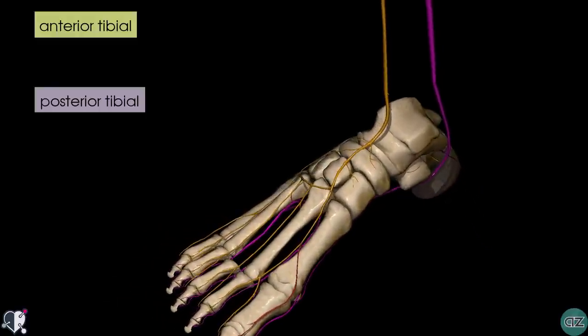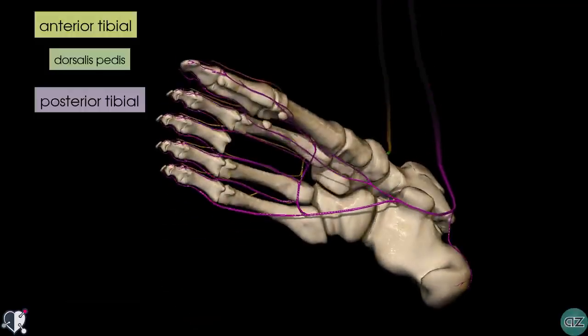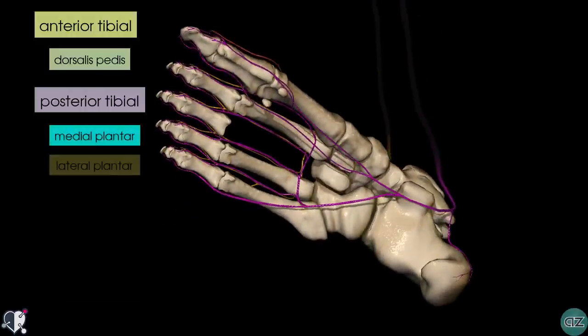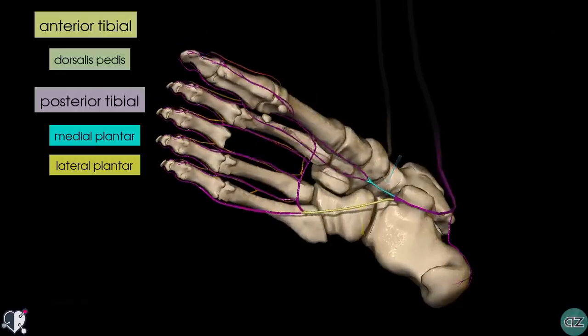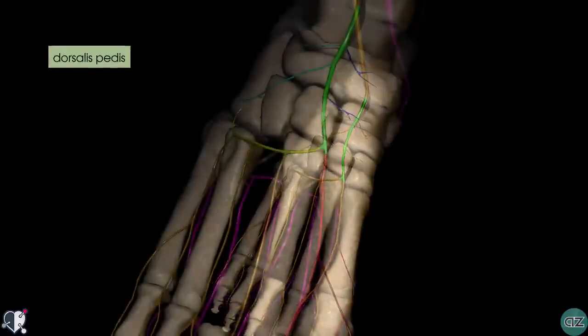The anterior tibial artery becomes the dorsalis pedis artery, which is the dorsal artery of the foot, and you can see that highlighted here in green. The posterior tibial artery, on the other hand, terminates by dividing into the medial and lateral plantar arteries. You can see the medial plantar artery in blue and the lateral plantar artery in yellow. So let's take a look at the dorsalis pedis artery and its branches.